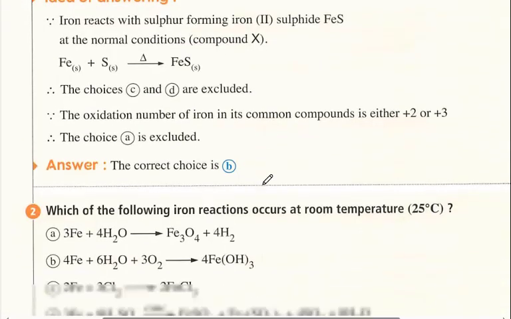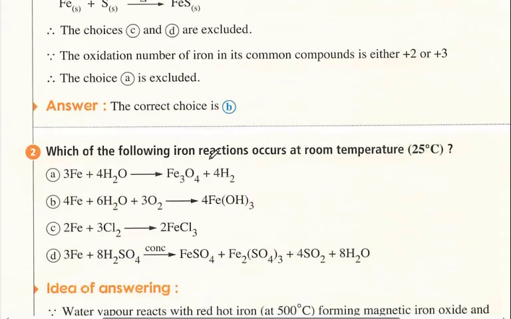Let's have another example here. Which of the following iron reactions occur at room temperature? At room temperature. This is a key word here. Look here. Iron with water vapor at 500 degrees Celsius forming magnetic iron oxide needs strong heating, so it is not correct. We ask about room temperature here. Iron with chlorine needs heat, as we have explained, to form ferric chloride, so it is not correct.